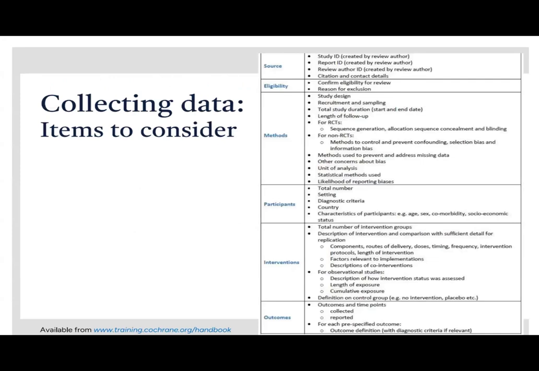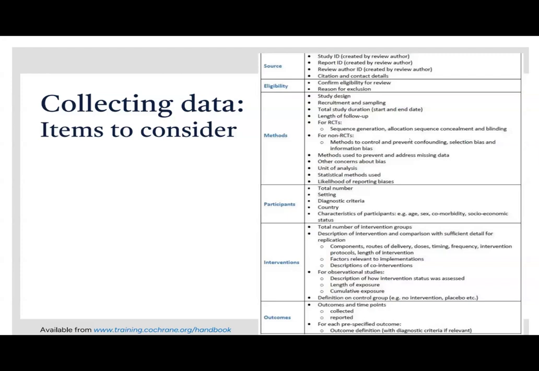What type of data do we usually extract from the included studies? This is also very important. First of all is the source. We need to see the study ID, report ID, or the author's name, citations, and contact details. Next is eligibility. In eligibility, we see the eligibility criteria of the studies, the different reasons for exclusions, and what type of methodology they have adopted.